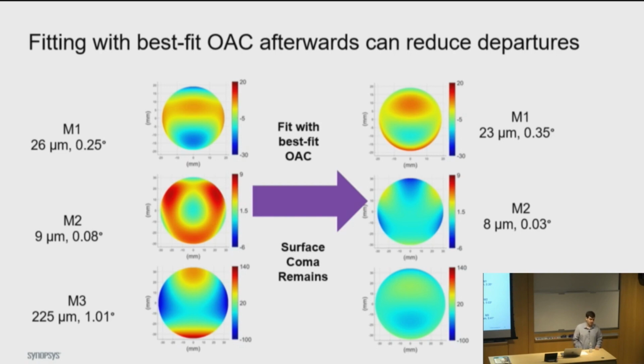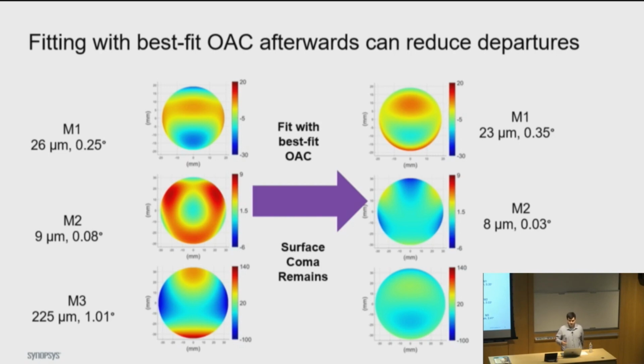Mirror 1 goes from 26 microns to 23. Mirror 2 goes from 9 to 8. Mirror 3 shows the best improvement, from 225 microns down to 54 microns. This is roughly analogous to what we saw in our motivating example. It's nice, but just as in our motivating example, we still see things like surface coma that's present. This is especially true in Mirror 1 and Mirror 3.